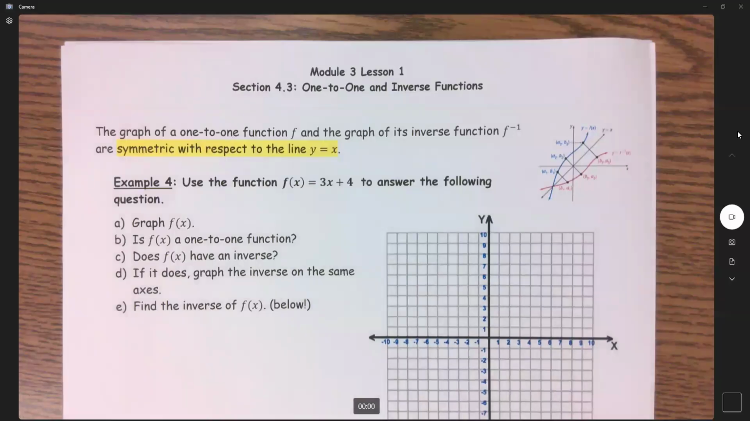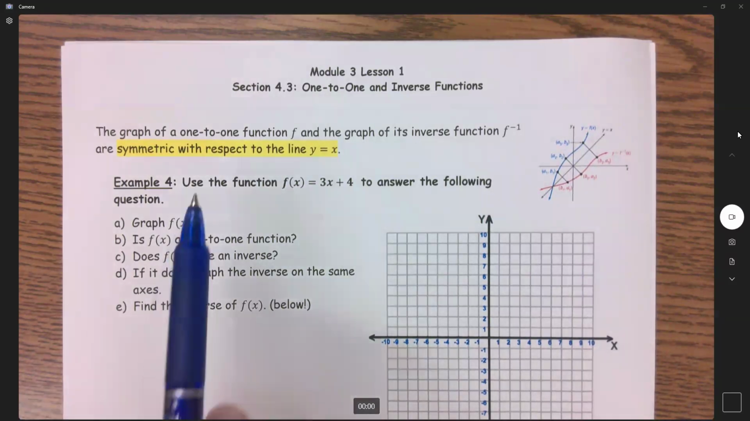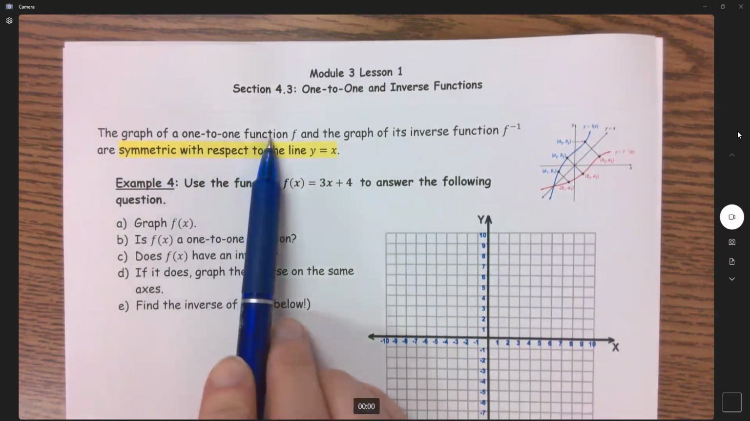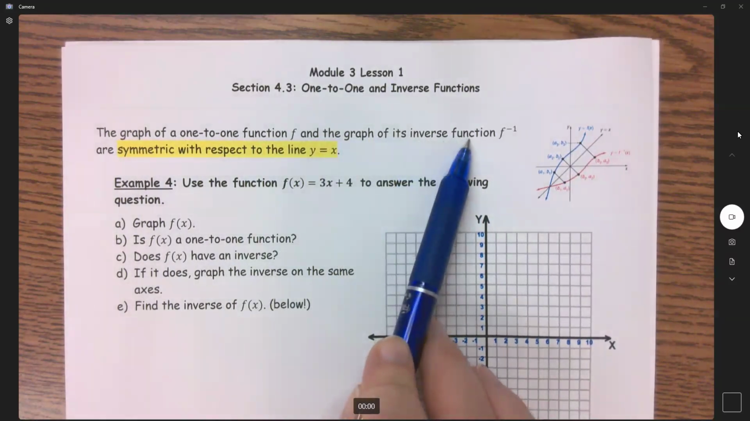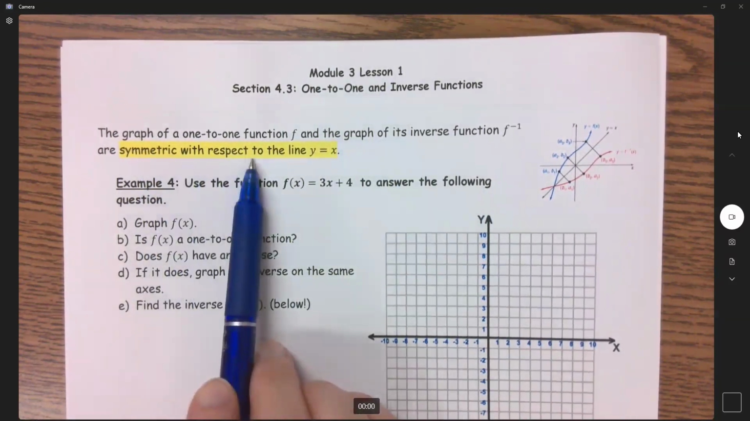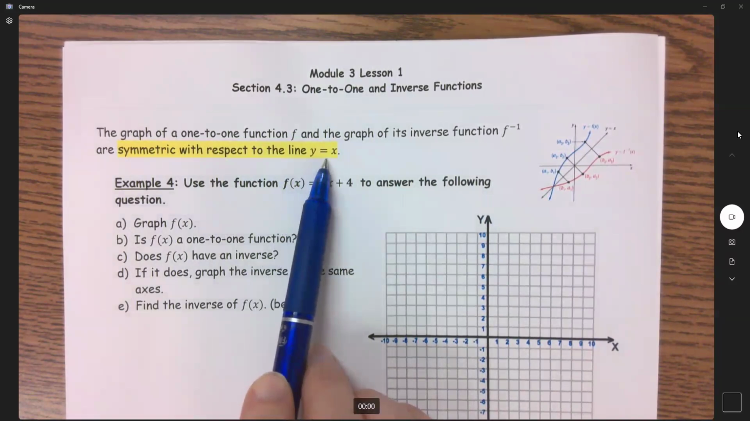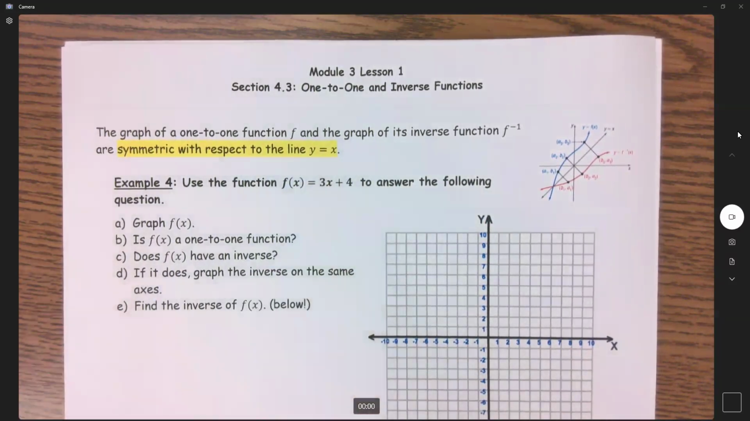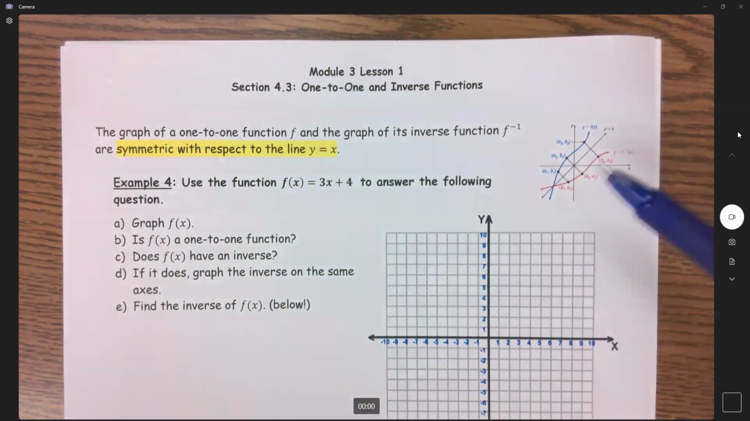Now that we know what a one-to-one function is and roughly what an inverse function is, when we graph these two on the same graph, there is a special relationship, and it's that both the one-to-one function and its inverse function will be symmetric with respect to the line y equals x. Now, this should look familiar. This was part of our key graphs. This is considered the identity function.